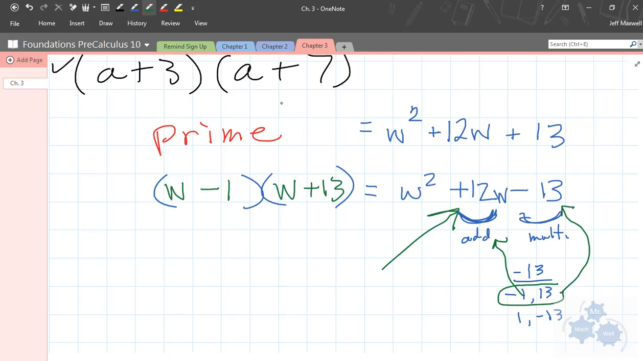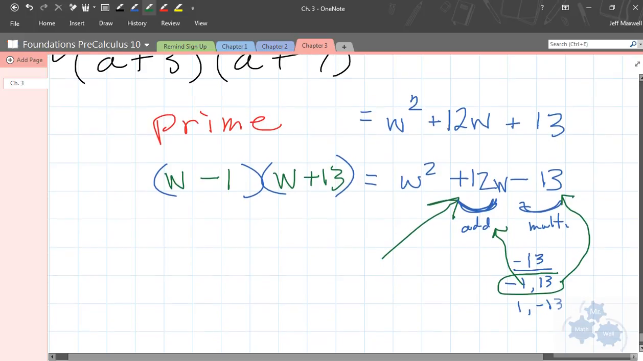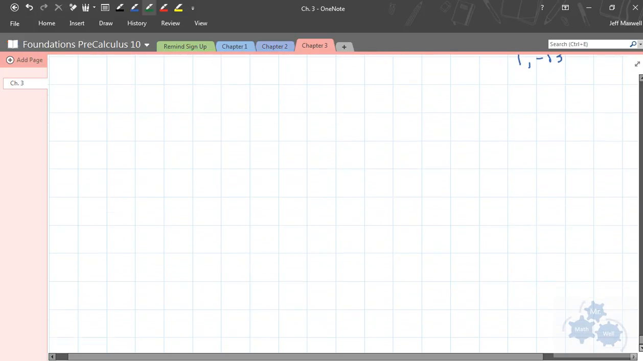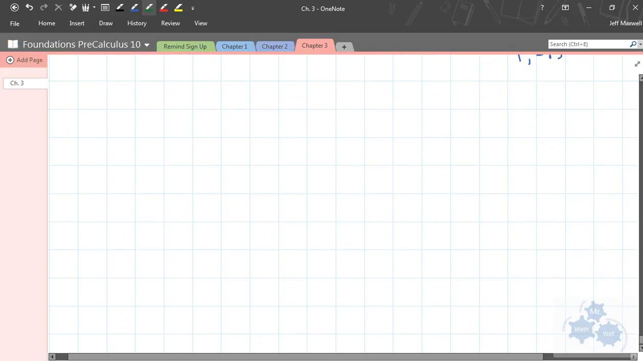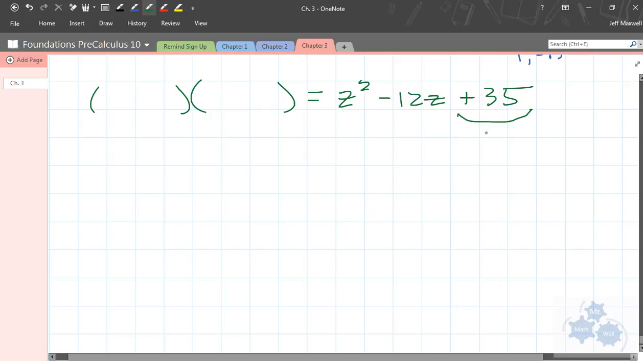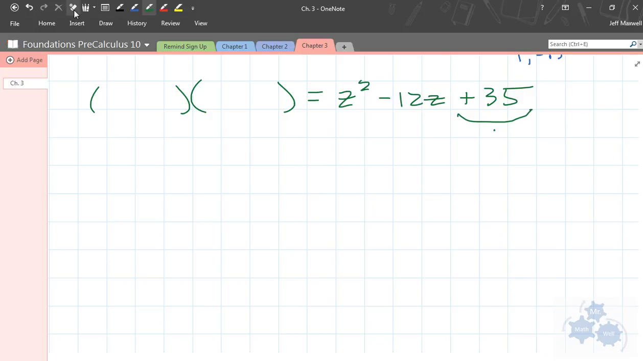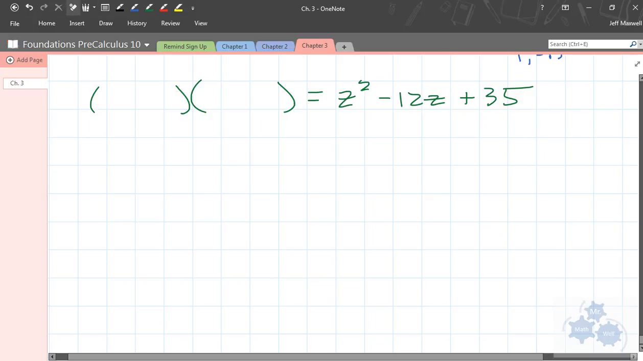Okay, so is that good? Threw a little wrench in there. Tricky one. Okay, now let's get to, oh, this is the one I want to do. Something like this. Okay, so here's one with a negative sign in there. So again, what you want to do is find factors of 35 that add up to negative 12. This one's a bit tricky. Go ahead and take a minute to see what you can do with this one.